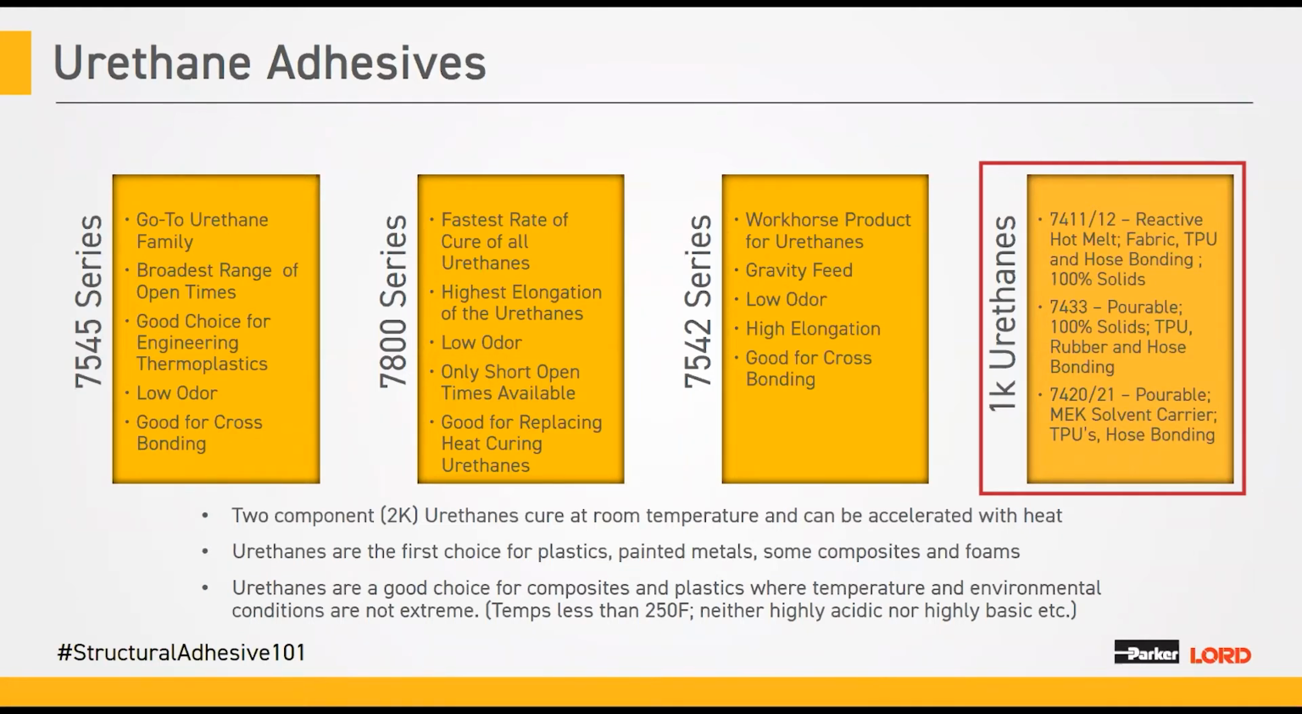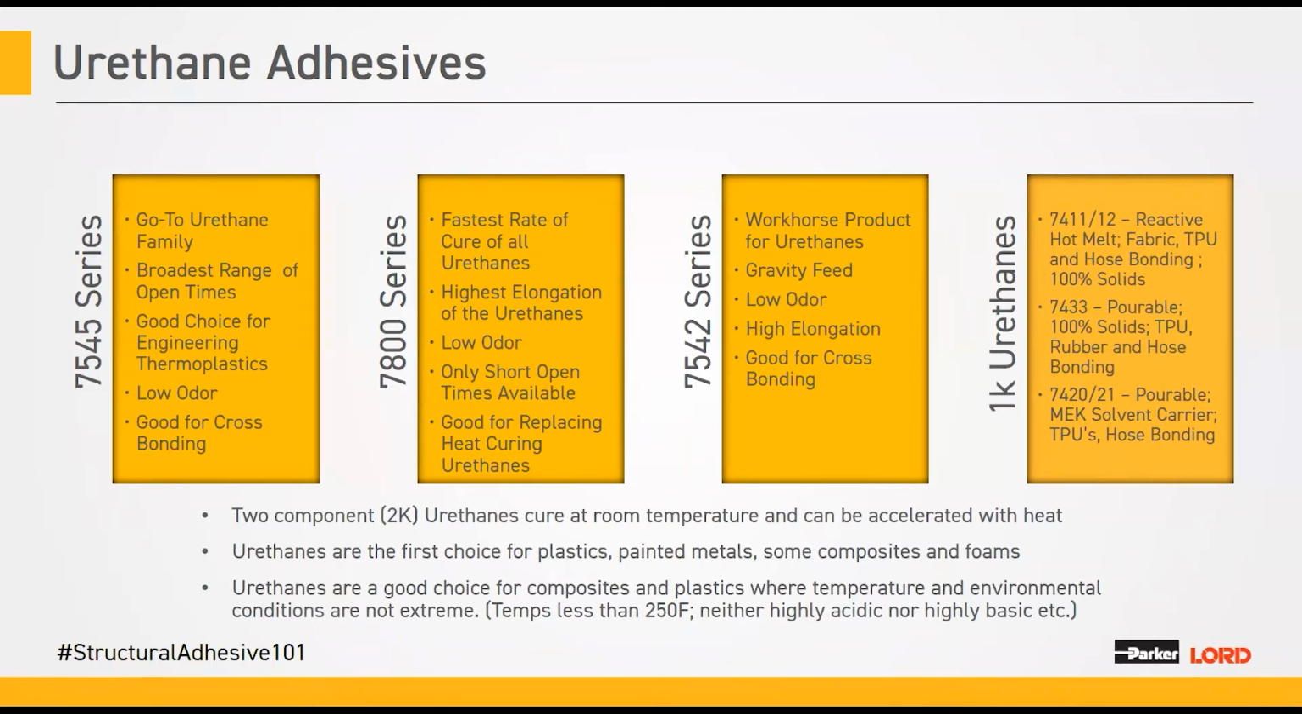The difference here is the 7420 and 7421. These are pourable materials, but they do have a solvent carrier with them that can help with improving adhesion, but it does force you to evaporate that solvent prior to the bonding, hose overwrapping, etc. So that's just a brief overview of the urethanes. Again, all designed for bonding painted metals or prepared metals, plastics, composites, and foams.